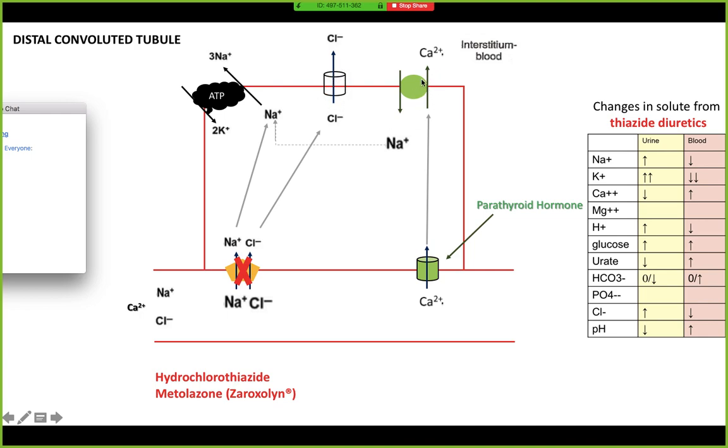So over here you have calcium, which is being reabsorbed through the tubular lumen under the influence of parathyroid hormone, and it's reabsorbed into the blood through this calcium and sodium exchanger right here.